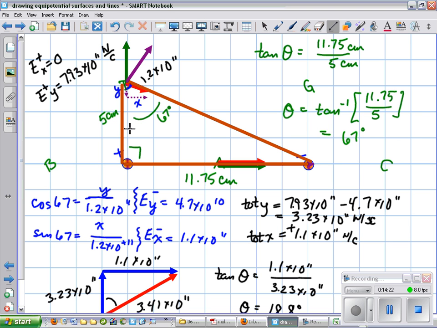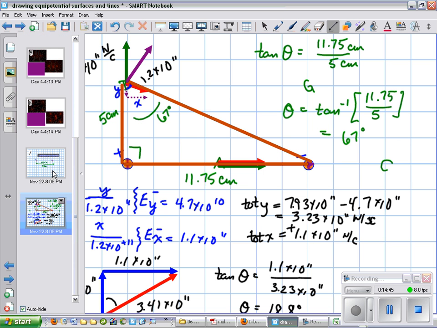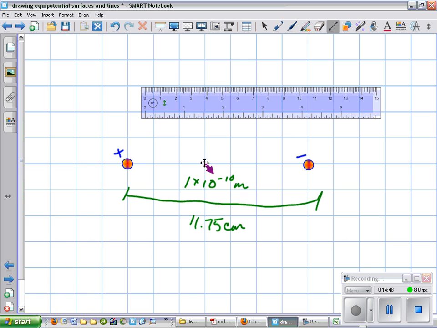So you can repeat the same process for any points that are not oriented directly on the central axis. The central axis, remember, is nice and easy because it's all positive axis, all x components, sorry. So that is how you find the net electric field vector at a point. And I left myself a reasonably clean map here.